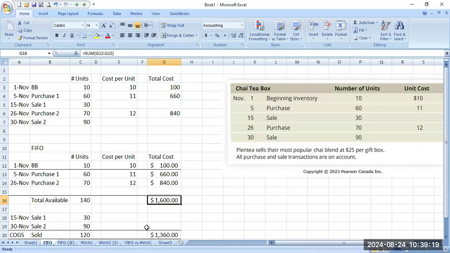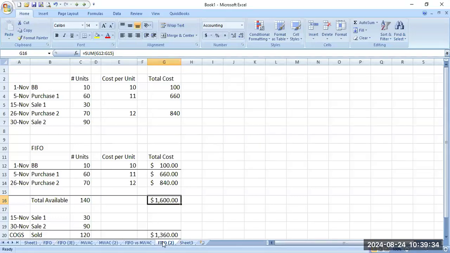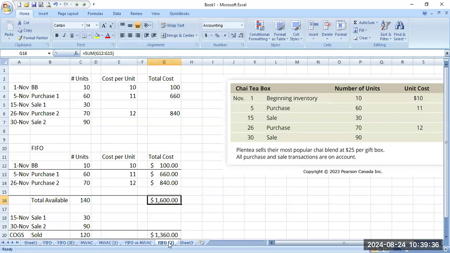Let me share my screen for the Excel spreadsheet. I'm going to copy this first in, first out, and move it right at the end. Right here. First in, first out. That will be periodic.